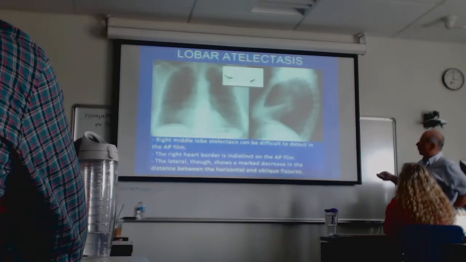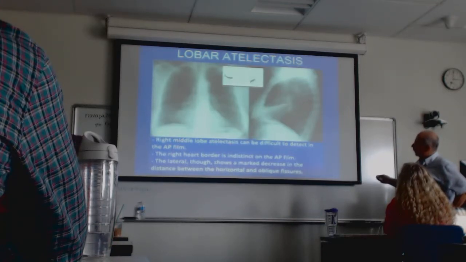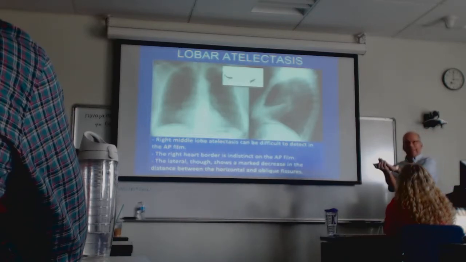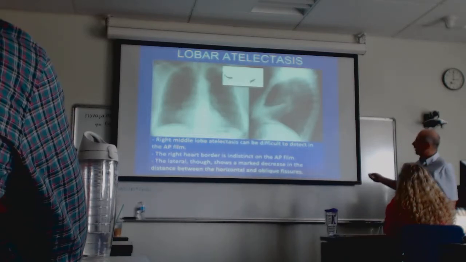But then if you showed me the lateral, I would be seeing this wedge-shaped density, just like this. And I would say to myself, the right middle lobe should be much bigger than that. It should be really much bigger than that. But now something is collapsed. The right middle lobe has collapsed. And actually, the right major fissure is being pulled up.